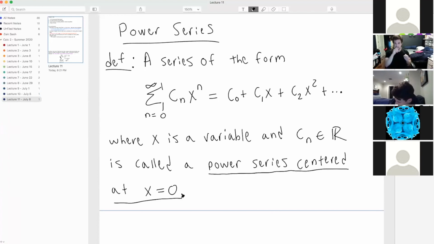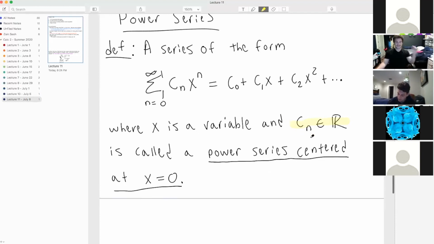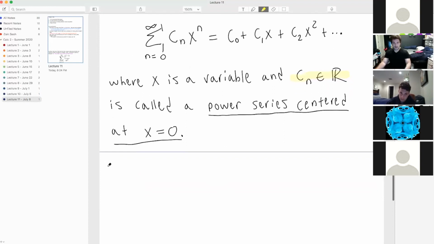Just to repeat myself, this notation here, the little symbol that looks almost like an E, with the real number sign, just means that the c sub n's are real numbers. That's what that highlighted notation means. Good, so that's the first definition. The second one is going to be very, very similar.